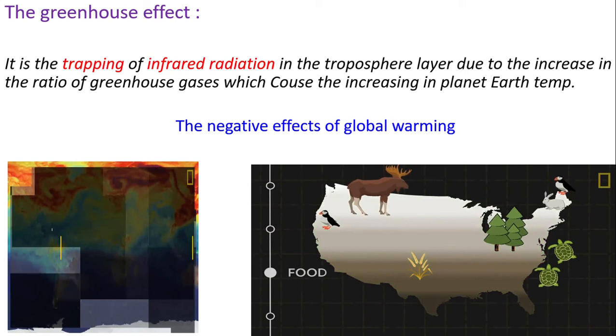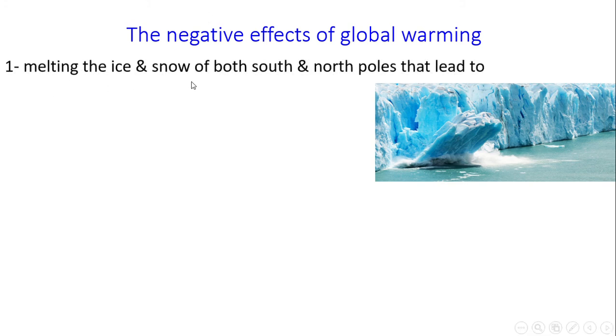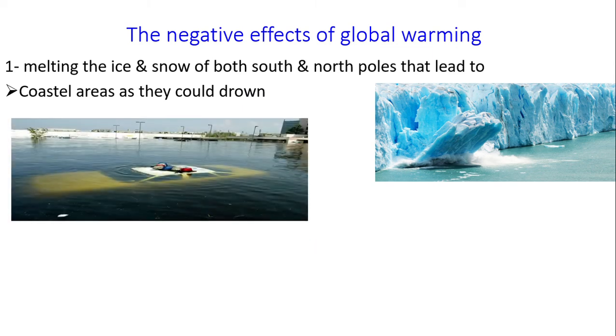Okay, so we will collect the negative effects of global warming in small points as we show here. Number 1, melting ice. We said melting ice does this to living organisms. What else can it do? If I have an area near this place, what will happen to it? It will be covered with water. So I have melting ice or snow. This leads to number 1, coastal areas will be drowned, mostly covered with water, and all of it damaged.